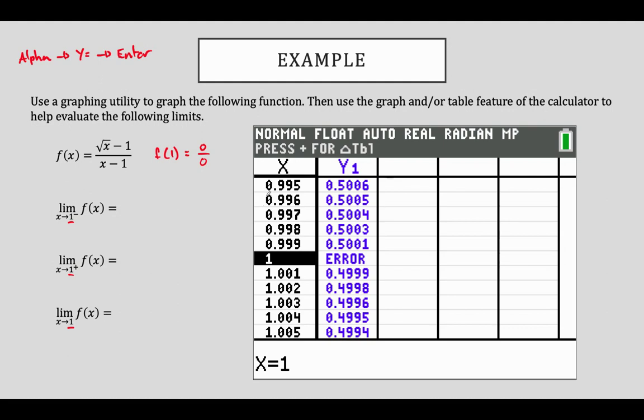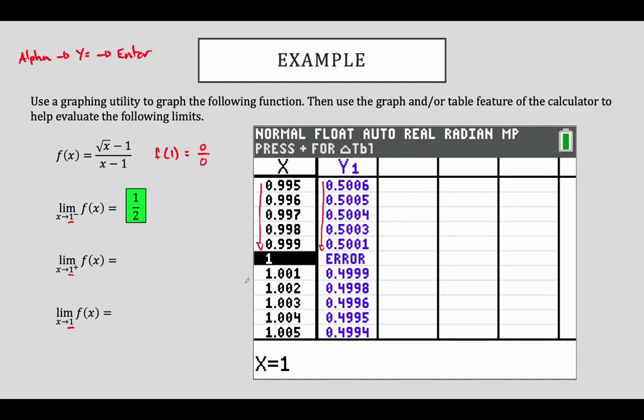Now, above 1, these are values of x that are to the left of 1. And as these x values get closer and closer to 1 from the left, what are the y values getting closer and closer to? Well, the y values are getting closer and closer to 0.5 or 1/2.